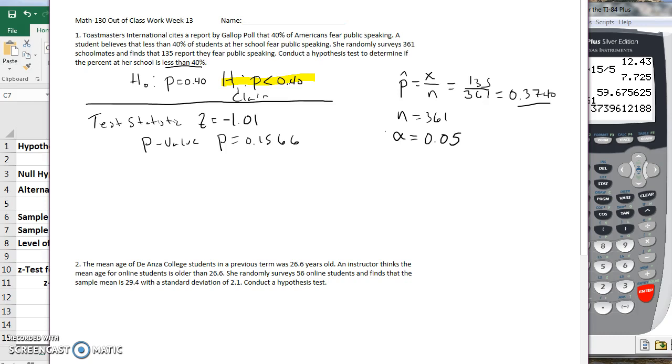Now, after we get our p-value, we are going to compare it to our significance level. So we're going to look at these two. Is p less than alpha, or is p greater than our alpha value? We can see that p is greater than alpha. And remember that if p is greater than alpha, what we are going to say is we cannot reject the null hypothesis.